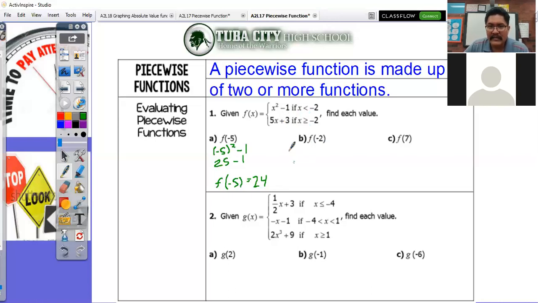So I'm going to go ahead and plug it into this bottom function, 5x plus 3, and replace x with -2. So 5 times -2 is -10. And f in this case is, let's see, -10 plus 3, that would be -7. Oh, wait, no. That would be f of -2 equals -7. There you go.